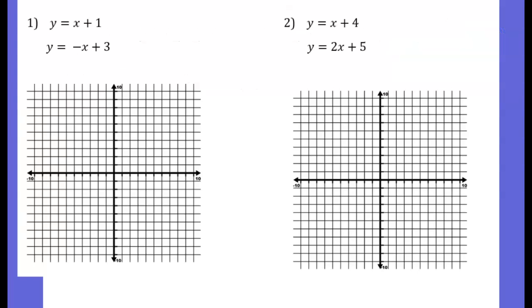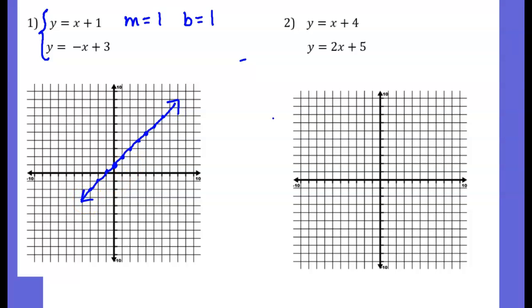So let's try some. Our first example, we have y equals x plus 1, y equals negative x plus 3. In both cases, we're already in slope-intercept form. So our slope is 1, in this case our y-intercept is 1. I'm going to start by graphing that first equation. Sometimes your systems of equations might have some brackets around them, but don't worry about that. So our y-intercept is 1, and our slope is 1. You should be pretty good at graphing lines at this point. If you're not, then you need to go back and make sure that you can graph lines.